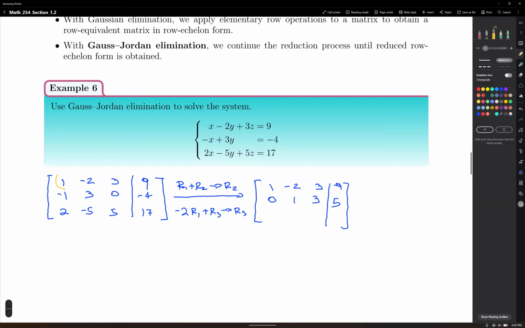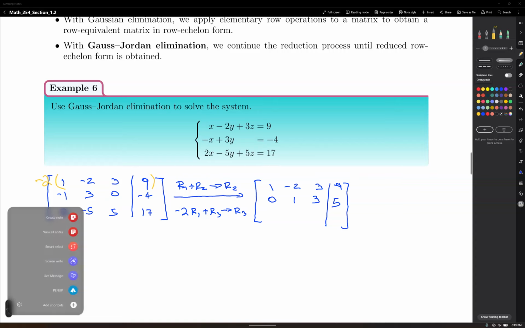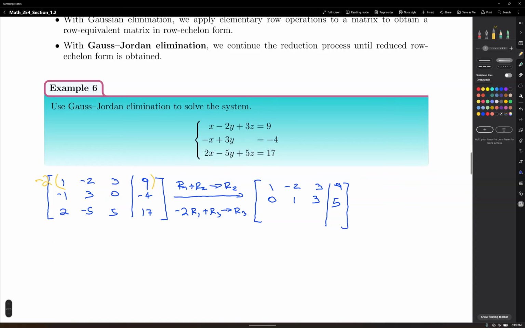I'm going to multiply the second row by -2, and then whatever I get, I'm going to add it to the third row. That's going to be our new row 3. So -2 times 1 plus 2, is that equal to 0? Negative times a negative equals positive. 2 times 2, which equals 4, minus 5 equals -1. -2 times 3, is that equal to -6 plus 5? Is that -1? Another -1? And -2 times 9, is that -18 plus 17? Is that another -1?